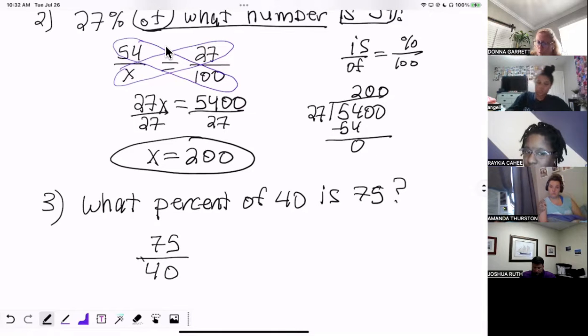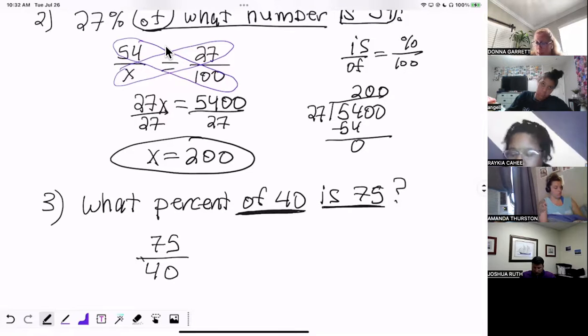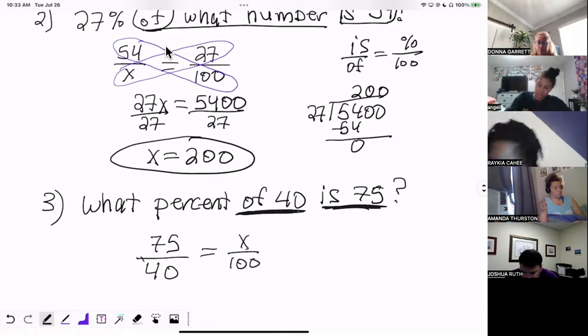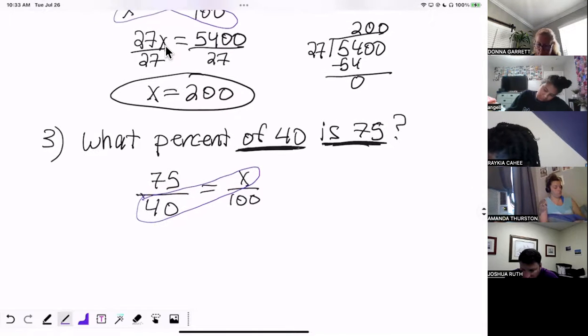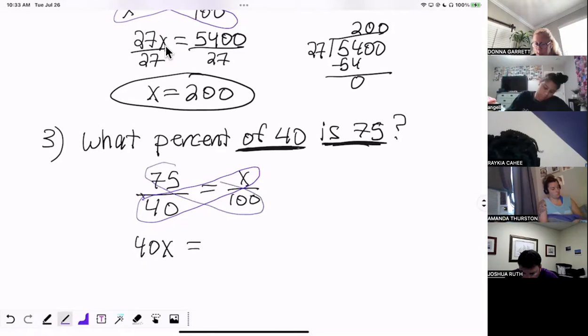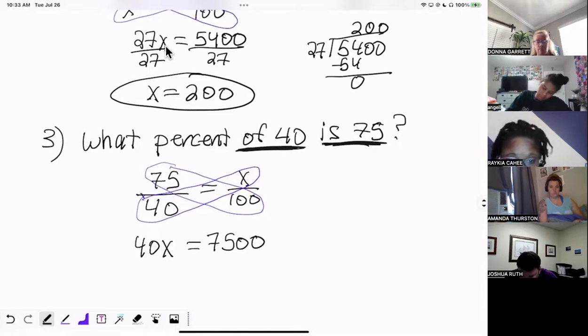So what percent of 40? 40 is my whole. This is my part. Even though it's bigger, it's still the part. Equals x over 100. Because you could definitely have a percent over 100. 40x is equal to, let's multiply this way, 7,500, divide both sides by 40.